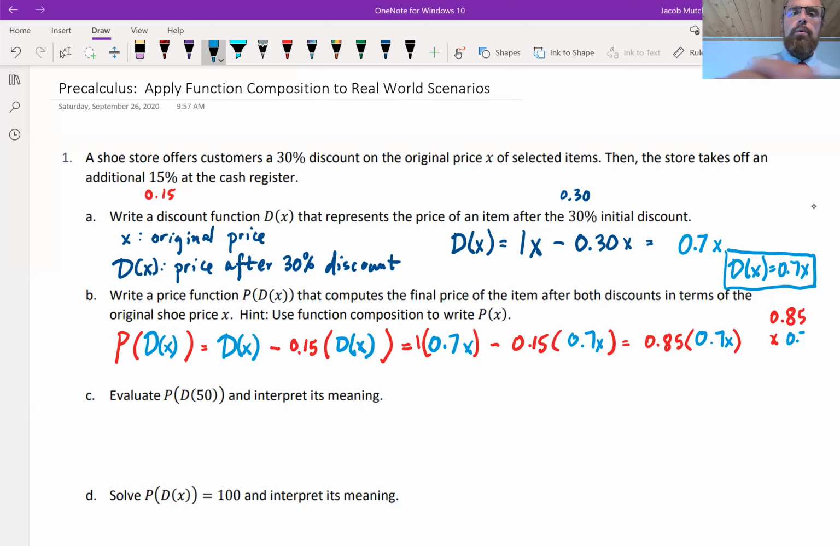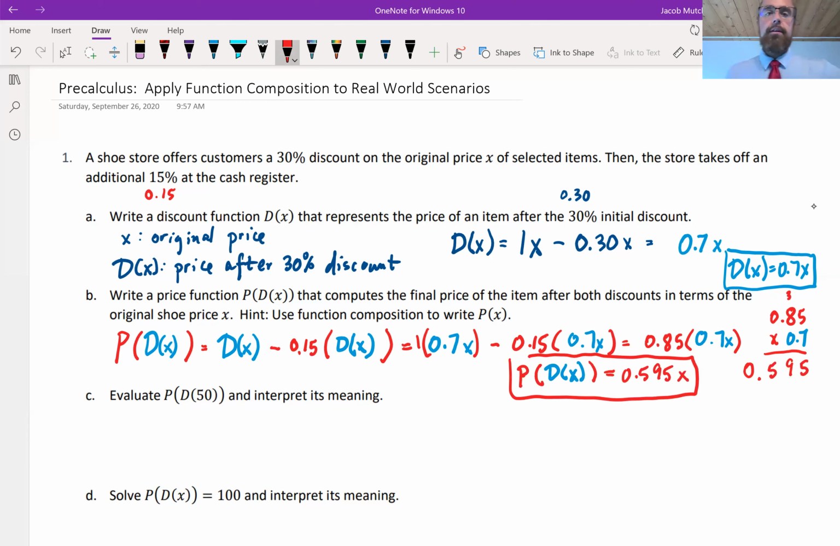So we'll multiply really by 7, and then we'll find our decimal. 7 times 5 is 35. 8 times 7 is 56, plus 3 is 59. And I've got 3 decimal places, so that results in a product of 0.595x. And again, what's that equivalent to is P of D of X, that composite function that represents both the 30% and the 15% discount. So that is now representative of both discounts.